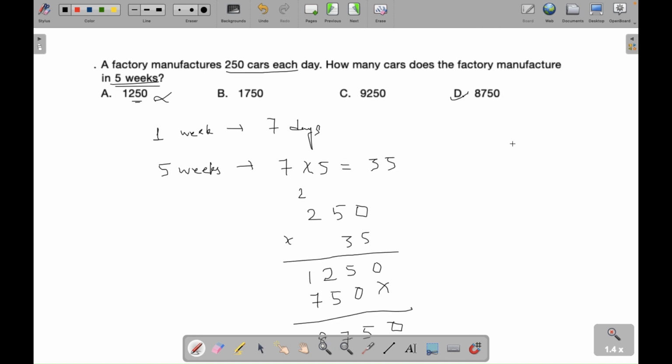What could have been another way? What we could do is just do 25 times 35. Right, and then whatever answer we get, we just have to add 1 zero because it was 250 and not 25. So if you multiply these two, you can check, we'll get 875. Right, so we just have to add a 0 to 875, and we'll get 8750.